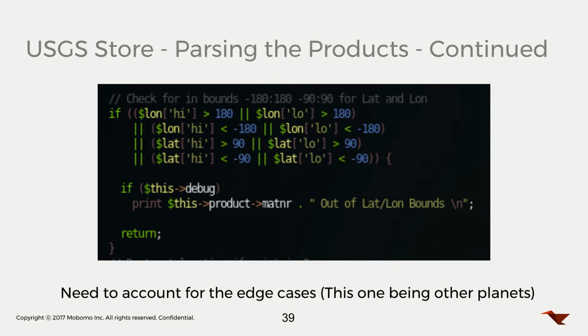Can anybody spot the problem here? Out of lat long bound. Yes. So why is that a problem here? Because they have maps of Mars, which apparently does not fall into the category. Elasticsearch does not like this and throws an error. So we now search for the range.